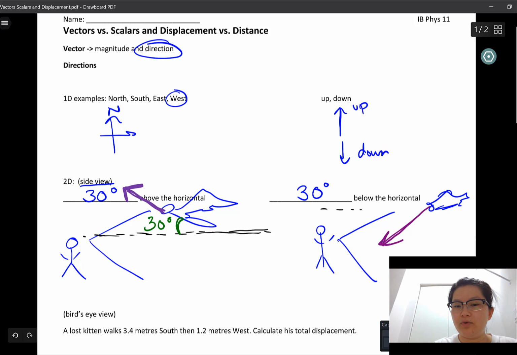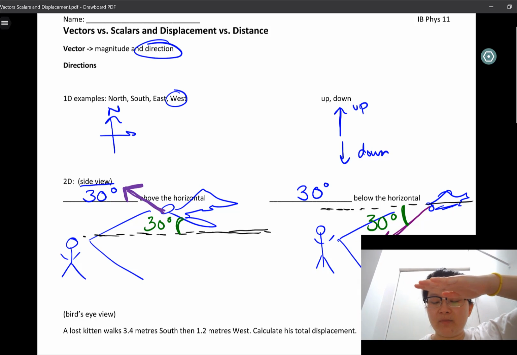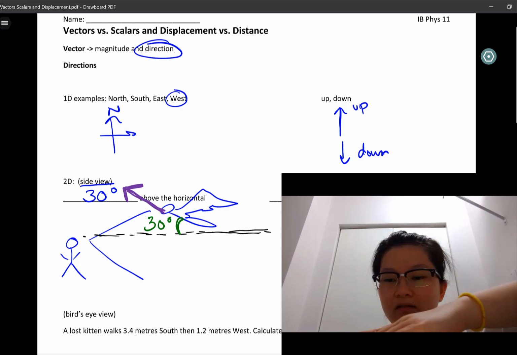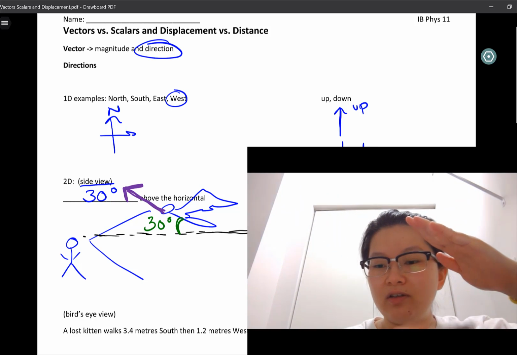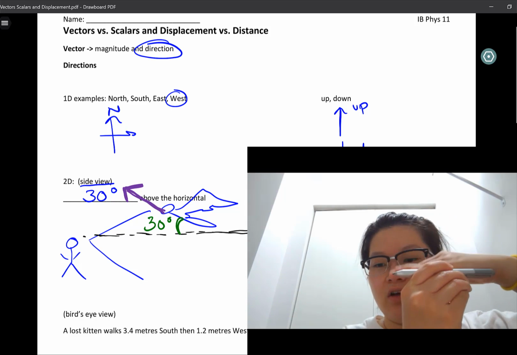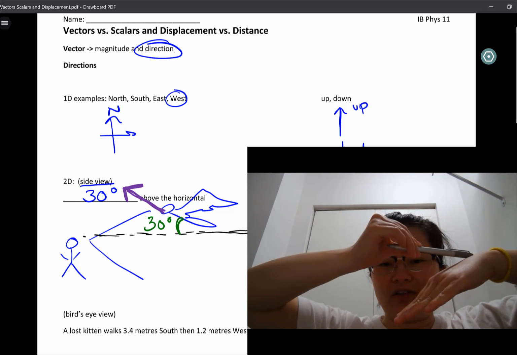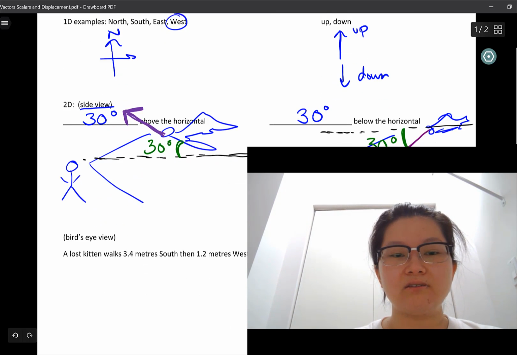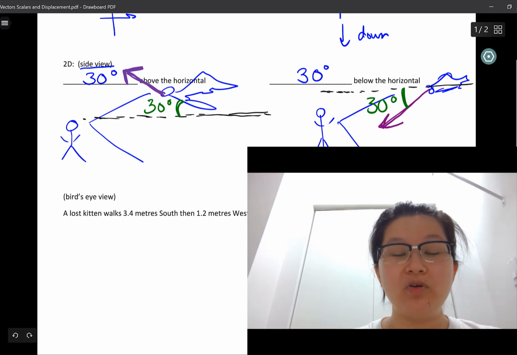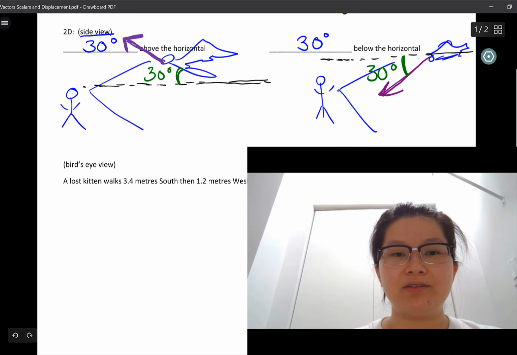Again, we're going to draw this line relative to the dragon and parallel to the ground, and this is 30 degrees right there. If you look at my hand, it is either 30 degrees above the horizontal or 30 degrees below the horizontal. So that's what that means. That's talking about something moving up and down, side to side.